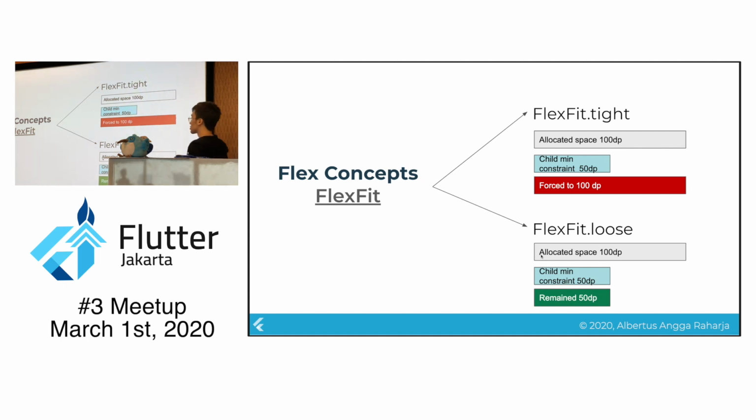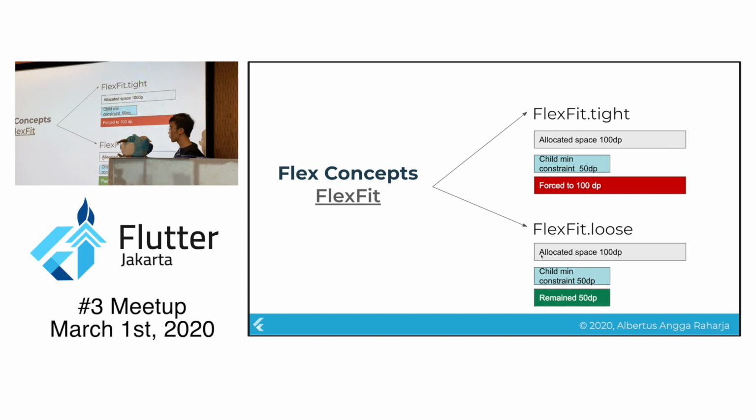It's called flex fit. In Flutter, there are two kinds of flex fit. The first one is flex fit.tight. The second one is flex fit.loose. What's the difference between them? With the first one, if your parent widget allocates 100 dp of space, and your child widget has a minimum constraint of 50 dp, it will force it to 100 dp. But for flex fit.loose, if the allocated space is 100 dp and the child's minimum constraint is 50 dp, it will not force it to 100 dp.